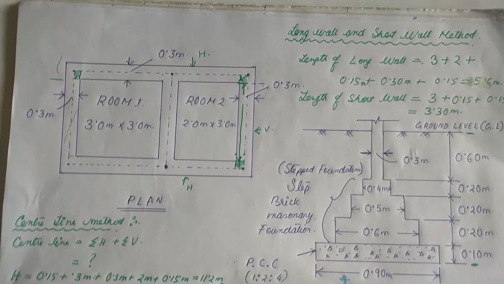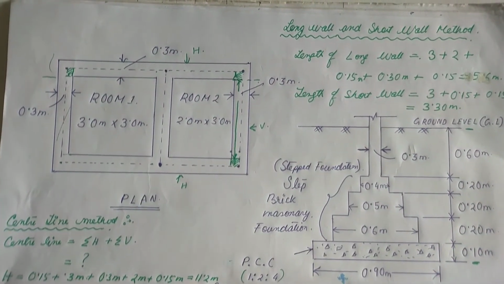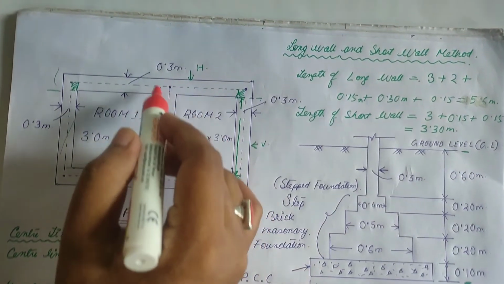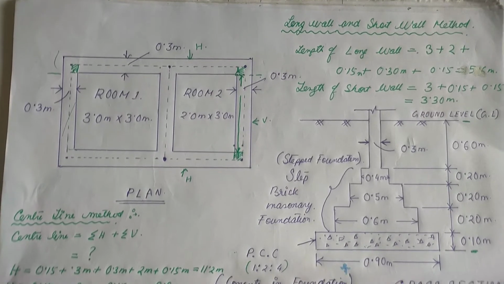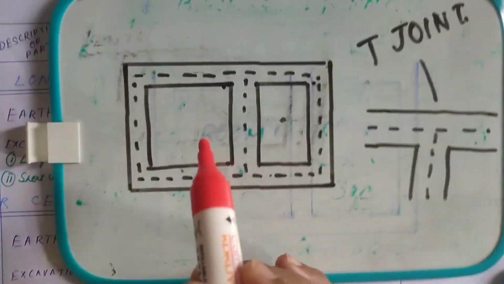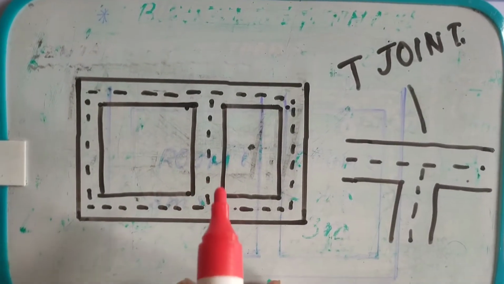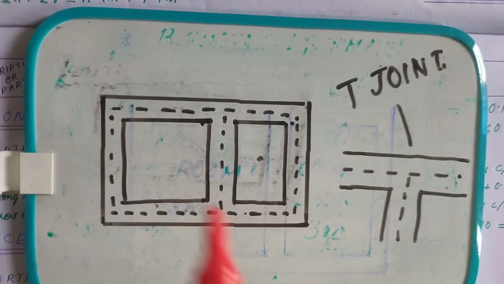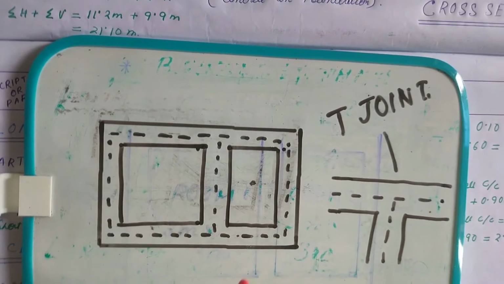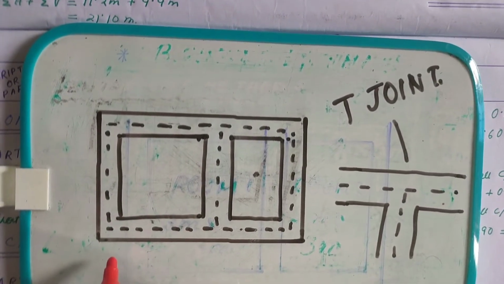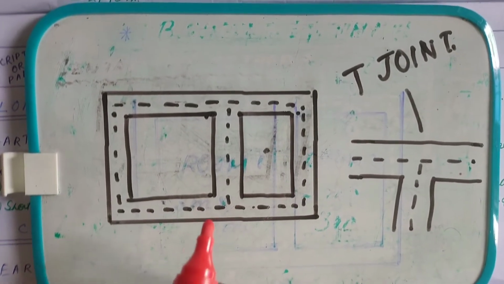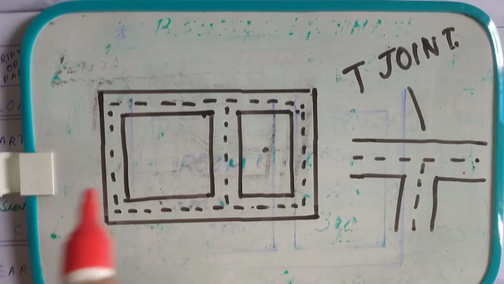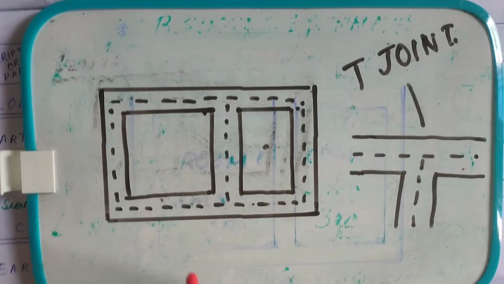The next most important fact of center line method is the deduction of T junction. So we have to first understand why we have to deduct the T junctions. This is the same plan. I'll show you here. See, when we calculate the center to center distance for horizontal wall, vertical wall, or for long wall or short wall, we draw a center line on the plan.